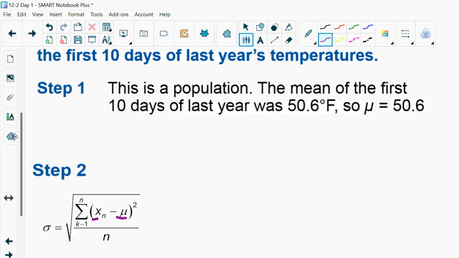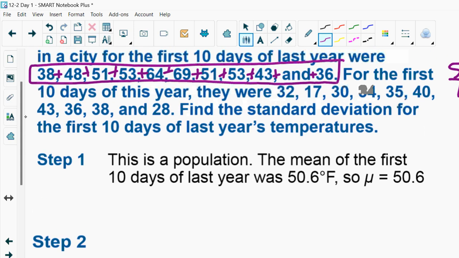Step 2 is we got to do this top step, which means we have to take each number minus the mean and square it, and then we have to add them all up. Okay, so I'm not gonna write every step of this down because we're just gonna do it on the calculator, but I'm just gonna go back up here. So I'm gonna take 38 minus 50.6, and I'm gonna square it. And I have to do that for all 10 numbers.